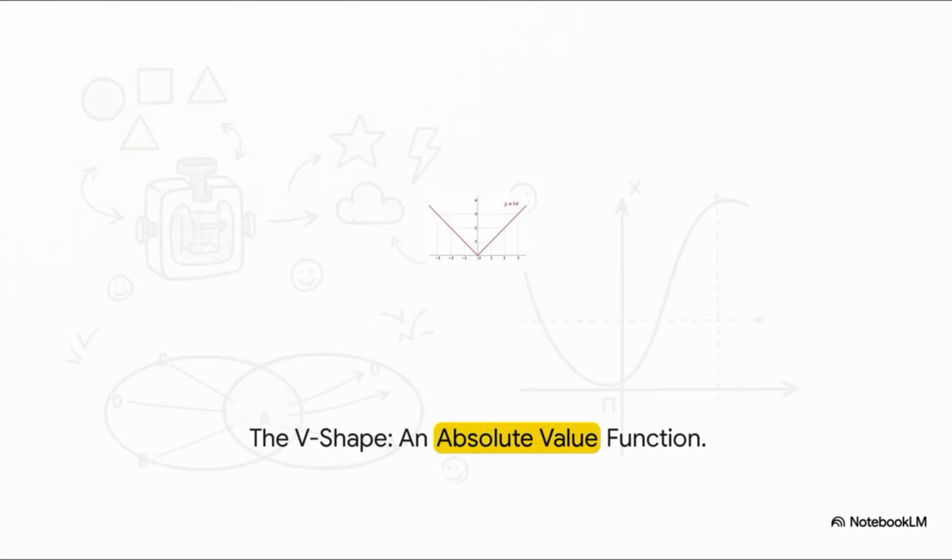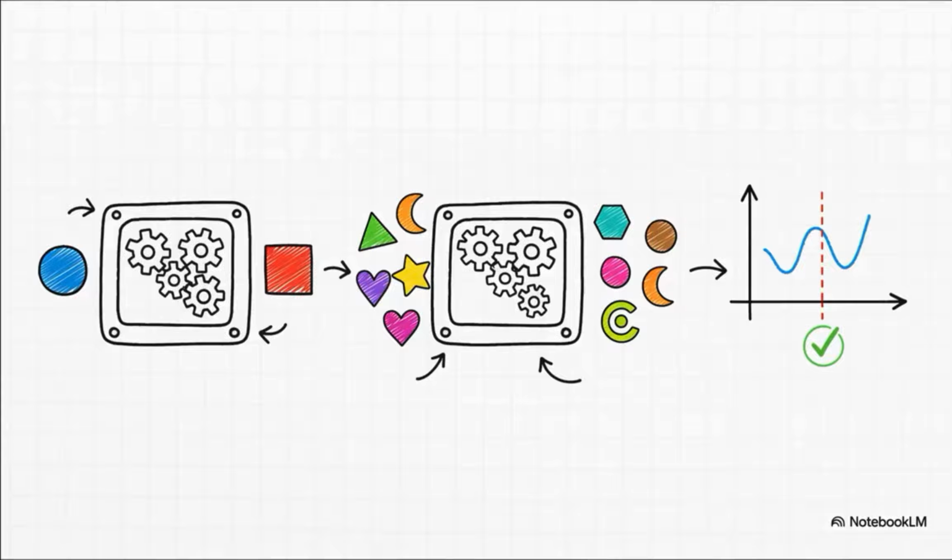A really famous type of piecewise function is the absolute value function. It creates this super distinct V shape. It's basically following one rule for all the positive numbers and another rule for all the negative numbers, and they meet right in the middle. This is super useful for measuring stuff like distance from a center point, where it doesn't matter which direction you're going. So, let's do a quick recap of the essentials.